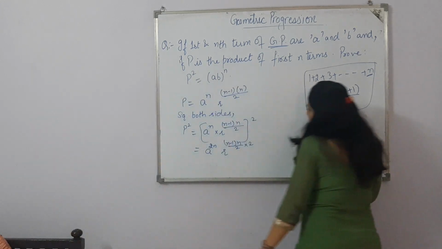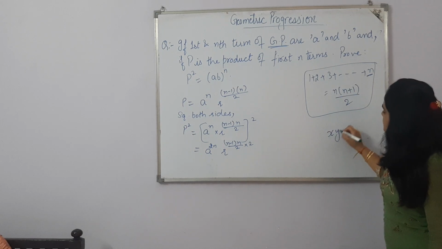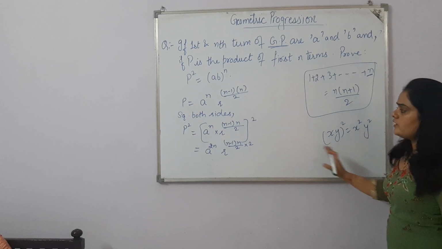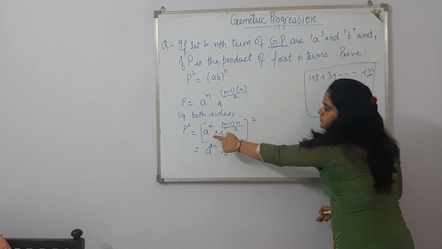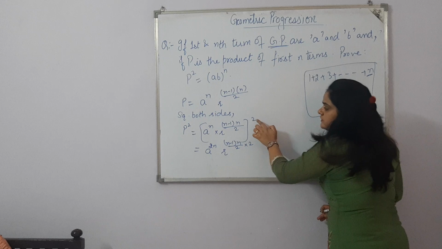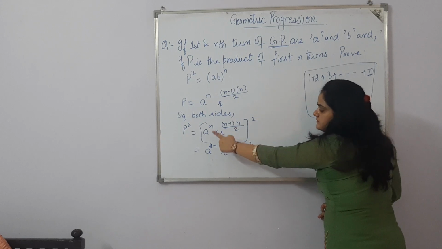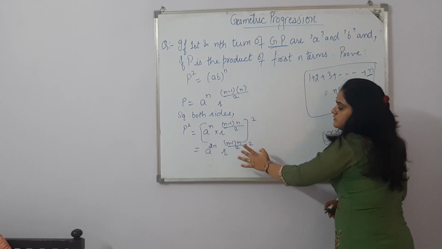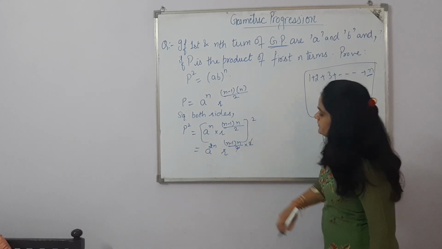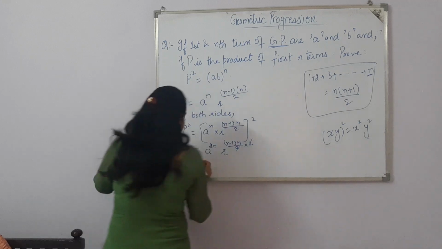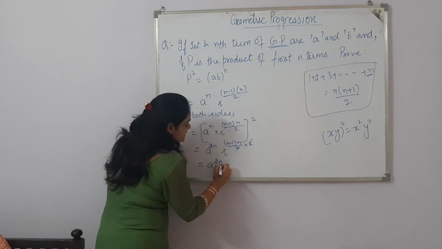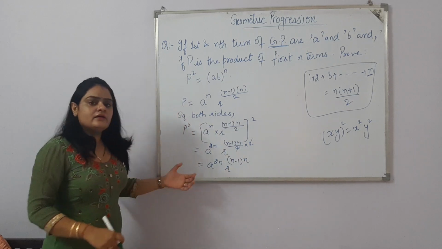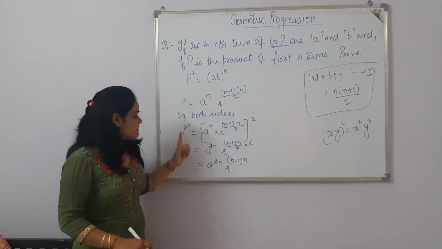I am taking a simple example. You have x into y whole squared. You can write it as x squared into y squared. So I have done the same thing here. A raised to power n is already there, so this power 2 will come inside, and it becomes 2n. Here this power will multiply with 2, so 2 will cancel out with 2. So what will occur? A raised to power 2n, r raised to power (n minus 1) into n. Hope this step is clear to you. This is the value of P squared.